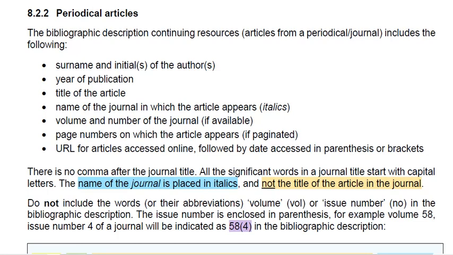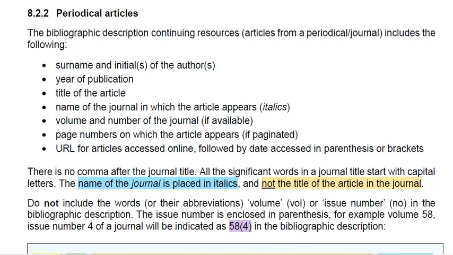The bibliographic description containing resources, articles from a periodical journal includes the following: surname and initials of the author, year of publication, title of the article, name of the journal in which the article appears in italics, volume and number of the journal if available, page numbers on which the article appears if paginated, URL for articles accessed online followed by the date accessed in parentheses or brackets.